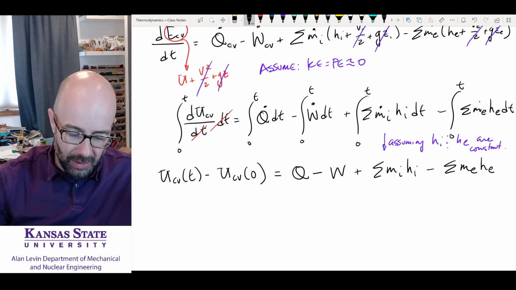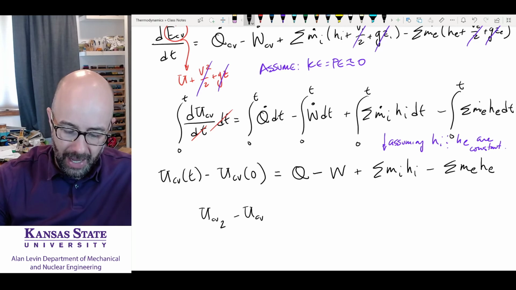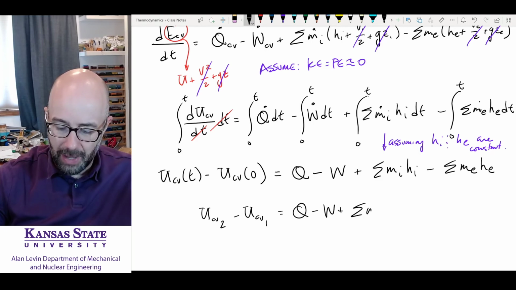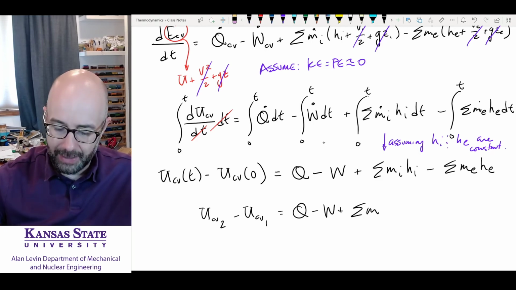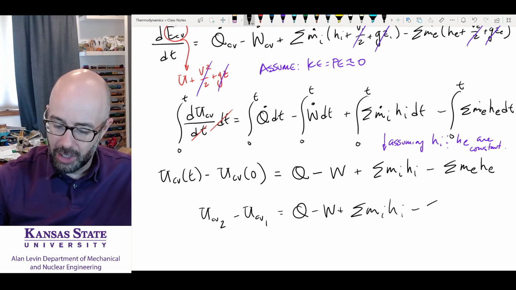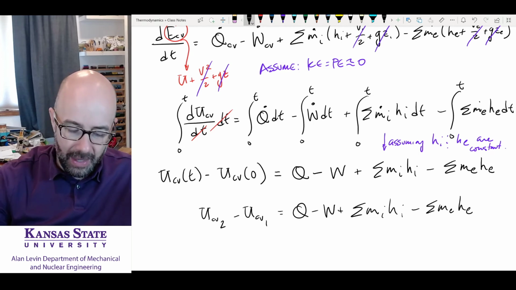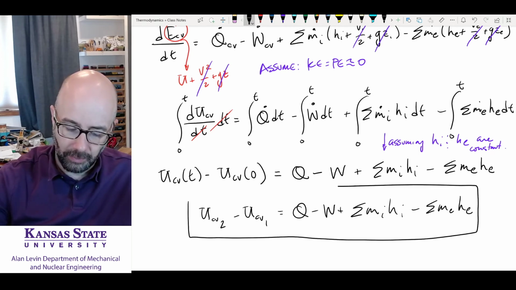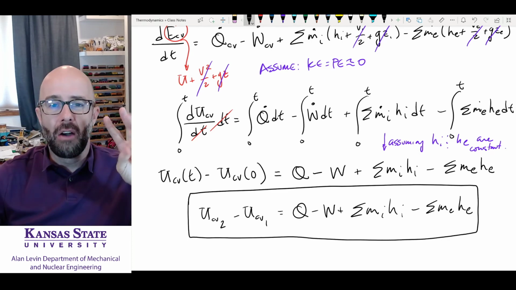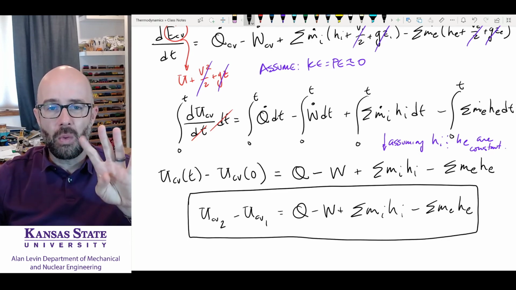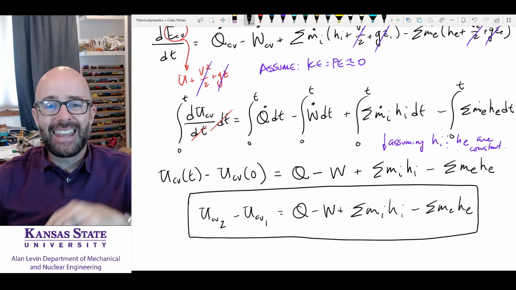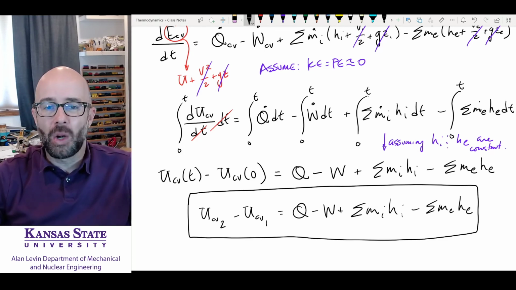It's going to come down to the internal energy of our control volume at state 2 minus the internal energy of my control volume at state 1 is equal to Q minus W plus the summation of my mass in times enthalpy in, minus the summation of my mass exiting times enthalpy exiting. This is our equation. Okay, so now really we have 4 states to worry about. State 1 and state 2, the inlet and the exit state. Whatever's coming in or whatever is exiting. And this is how these 2 equations will always simplify.